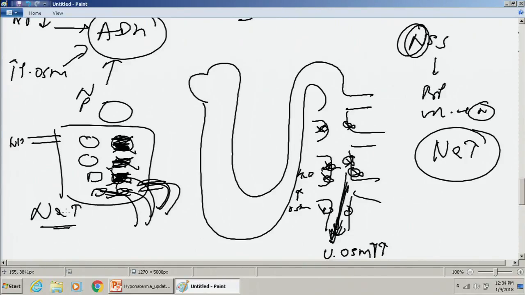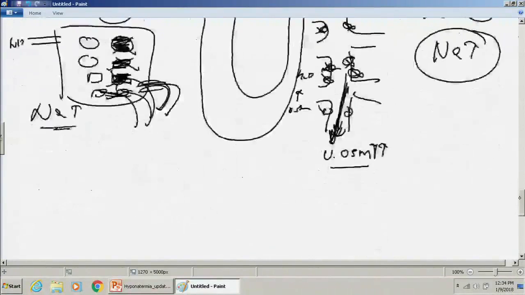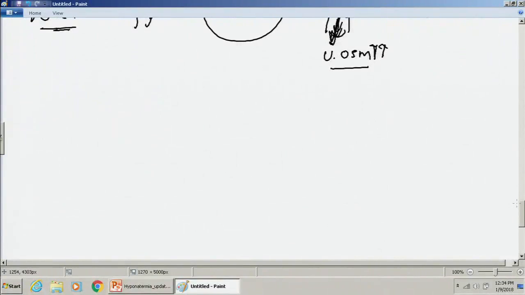All right, so this was with the hypovolemic hyponatremia. So treatment is normal saline. You replete the volume and you monitor the labs closely. Then the second thing is we're talking about hypervolemic hyponatremia, right?